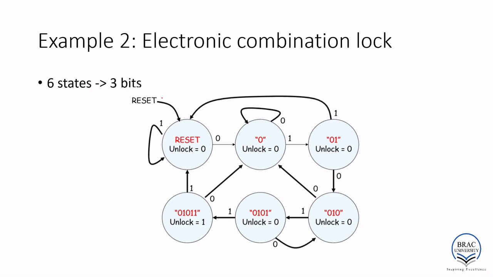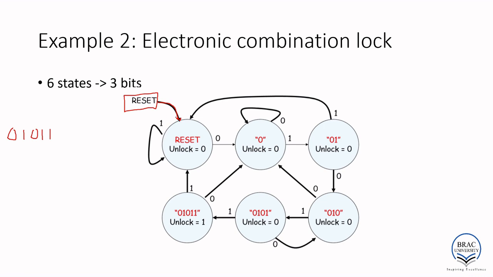So here is our state diagram for our combination lock. Our combination, if you recall, was 0 1 0 1 1. Of course, we should have a reset state. Every machine should have a reset state. So whenever we reset, let's say we go into this first state. Okay, so this is our first state.